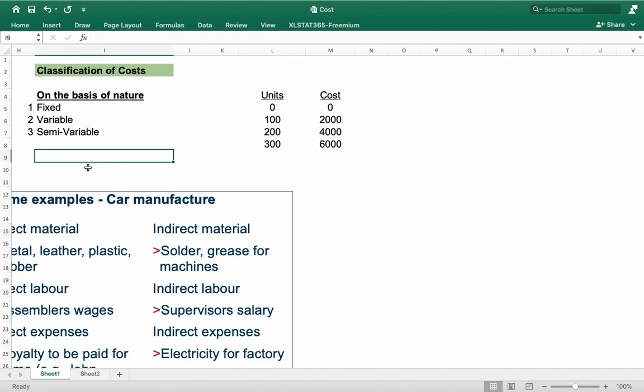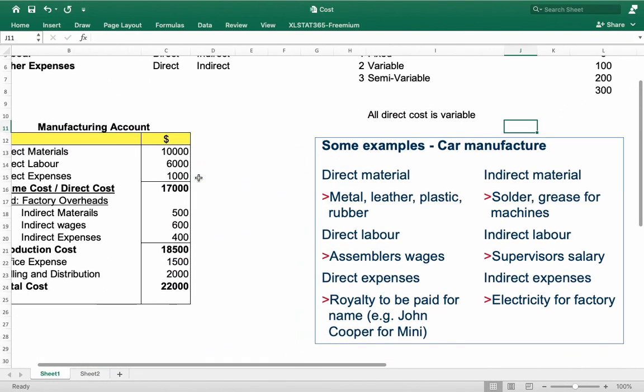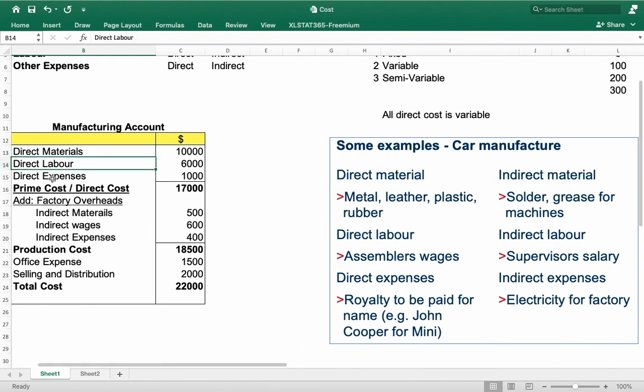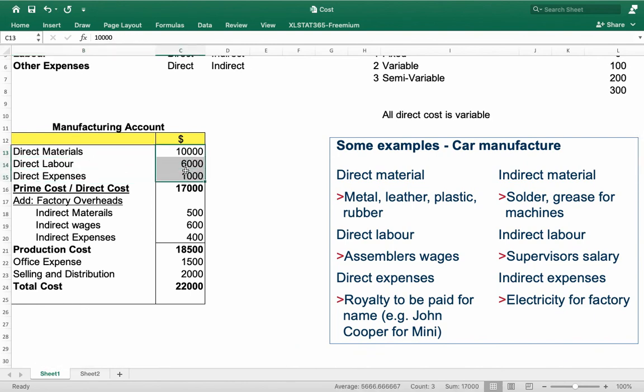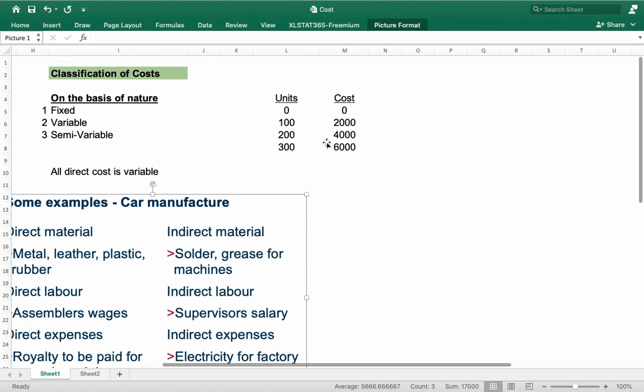So just to make a note, all direct cost is variable. When I say direct cost, it means direct material, direct labor and direct expenses. The nature of all these is what? Variable. Okay? Yes.